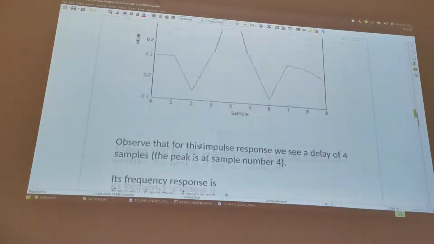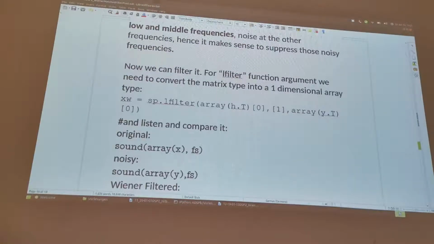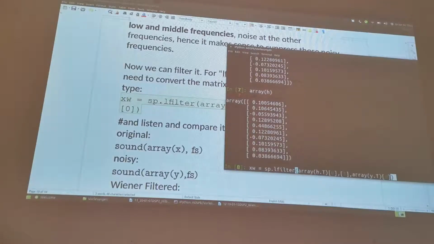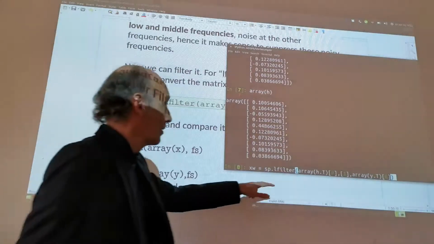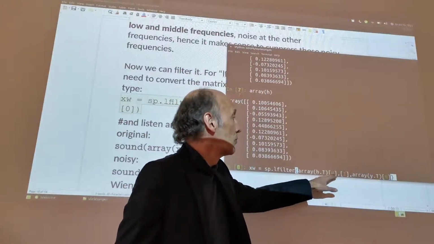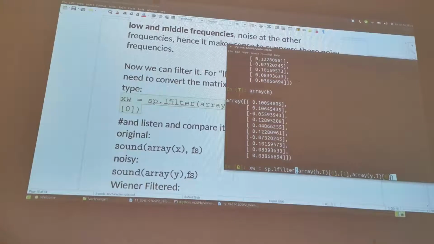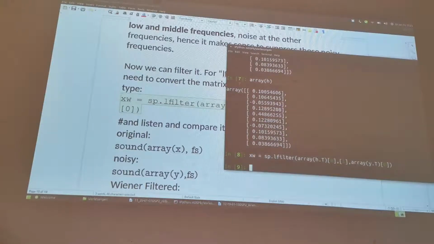So now we have our filter. We don't need to filter the noise. So here you can now see I turn this into array type, or Wiener filter is turned into an array type, and here I remove one dimension. So this is now our XW, the Wiener filter version. And now we can play the XW.